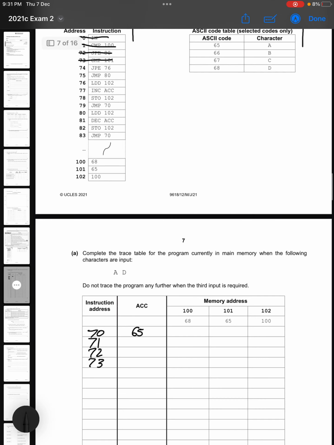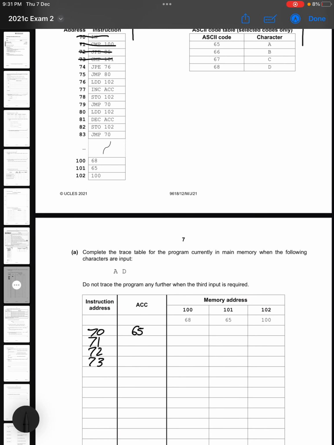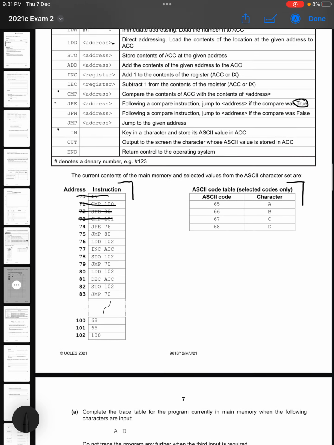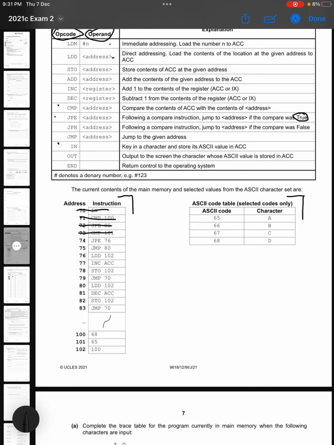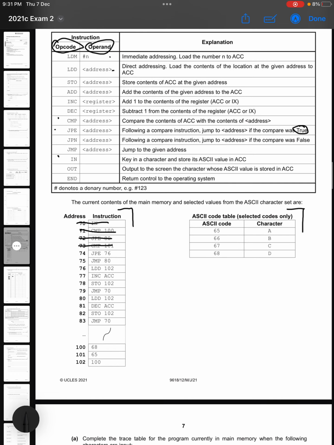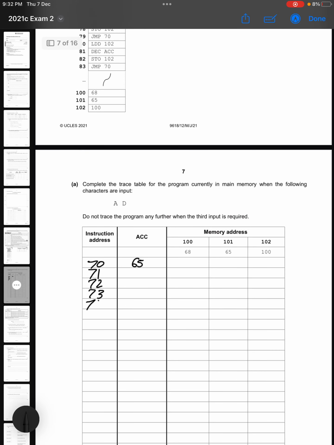Now, we know that it is true, and we know that in a JPE jump, we have to go to the address which is given. So we cannot put 74 because we are going to a new address. So it says JPE 76, because now we know as it is true, we have to jump to the address of 76 here. So we're going to cut this, and we're going to put our address now, 76.